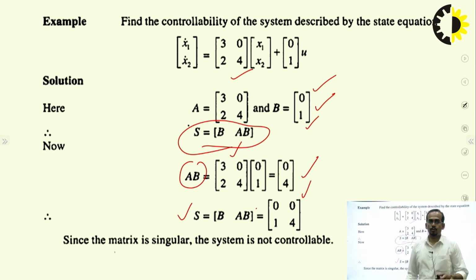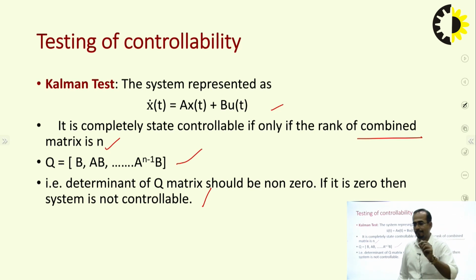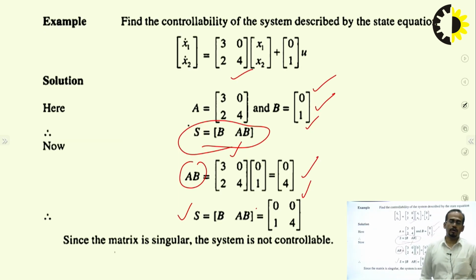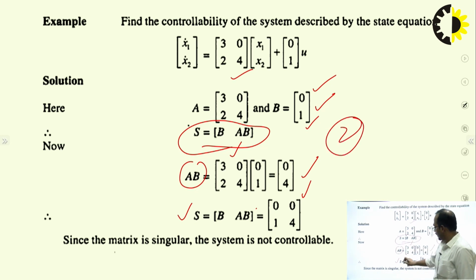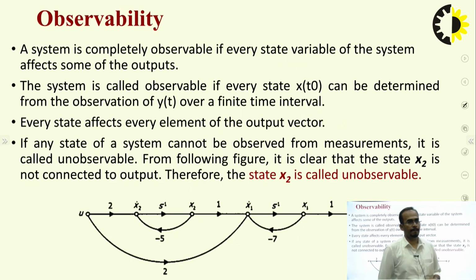So the primary requirement for checking the controllability of the system is that the rank of the combined matrix should be equal to n. So here we want the rank to be equal to 2. If I find the rank of the combined matrix, the rank is 1. So this system is not controllable.